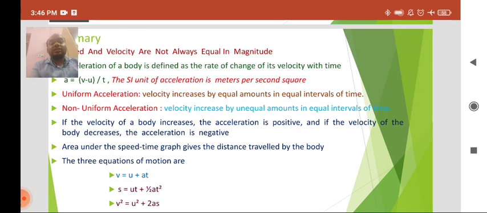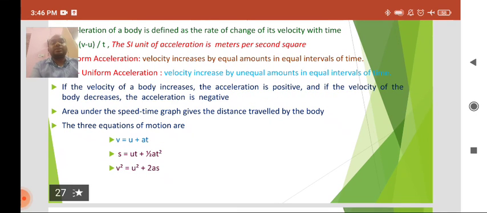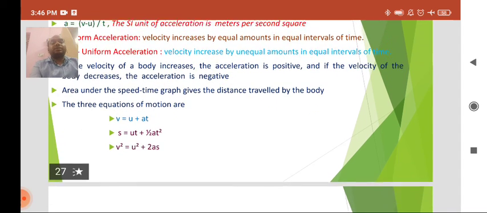The three types of motion equations are v equals u plus at, s equals ut plus half at square, and v square equals u square plus 2as, where the symbols have their usual meaning. v is the final velocity, u is the initial velocity, a is the linear acceleration, t is the time, and s is the displacement.